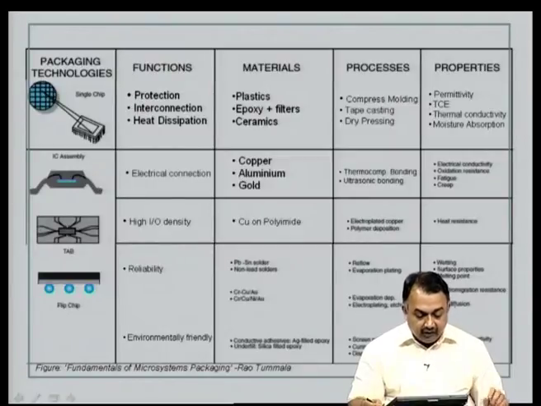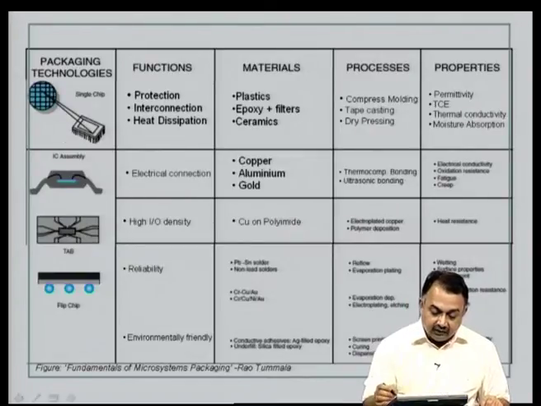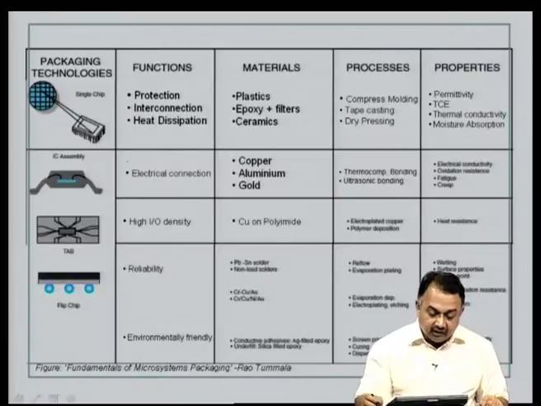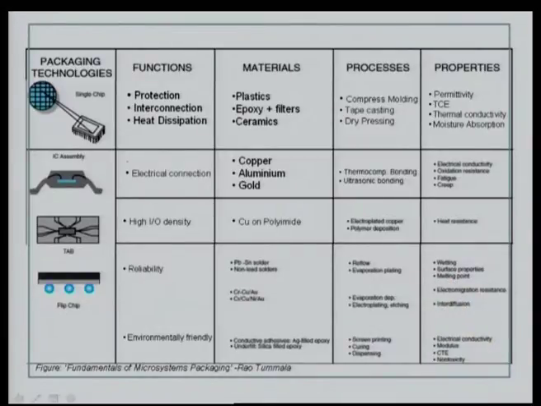So, there are various materials that are used, various functions that can be defined, processes both that are in the first level packaging and the second level packaging. So, in the single chip, for example, we talk about protection, interconnection, heat dissipation. Materials that are used are plastics, epoxy and filters, ceramics and so on. Processes like compress, molding, tape casting, dry pressing and so on. Properties like TCE, permittivity, thermal conductivity, moisture absorption.